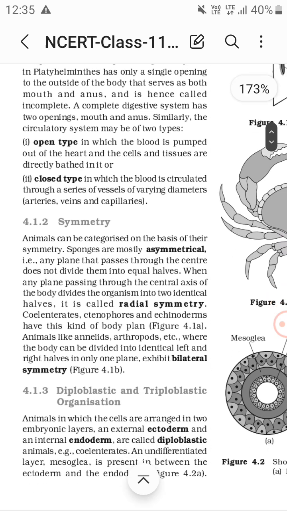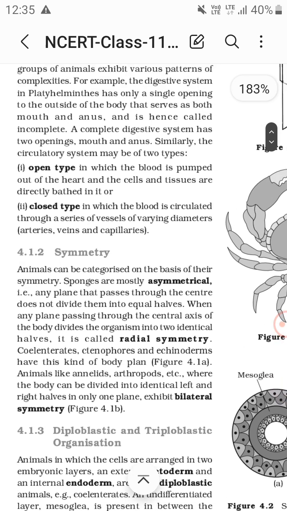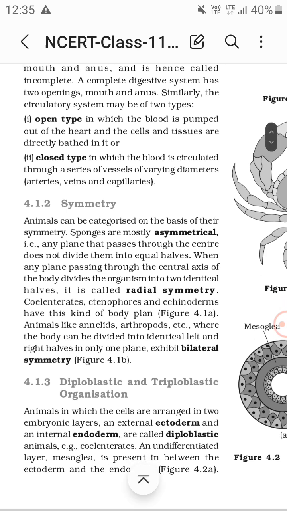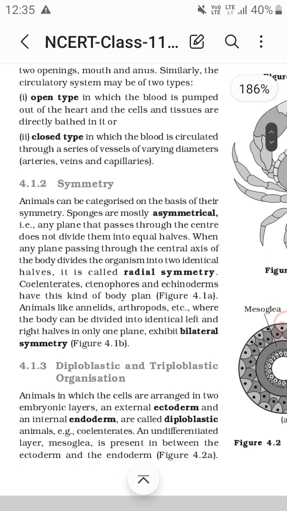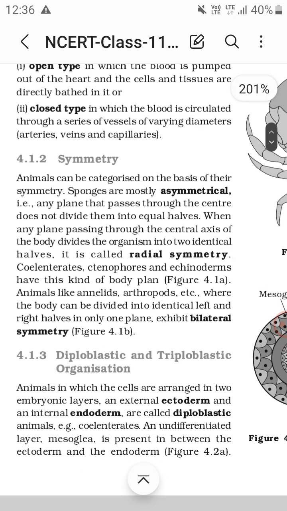Now, two types of circulatory systems. The first one is open type and then closed type. In the open type circulatory system, the blood is pumped out of the heart and the cells and tissues are directly bathed in it. In the closed type of circulatory system, the blood is circulated through a series of vessels of varying diameters: arteries, veins and capillaries.